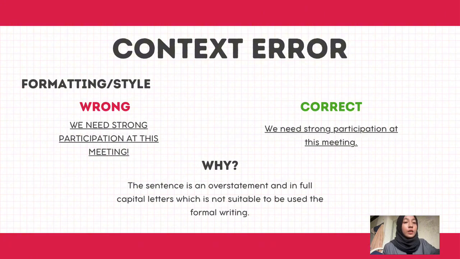For the formatting style error, the wrong one is we need STRONG PARTICIPATION at this meeting in full capital letters. The correct one is we need strong participation at this meeting but in lower case. Why is this wrong? The sentence is an overstatement and in full capital letters. Like I said earlier, it is not suitable to be used in formal writing such as minutes of meeting.